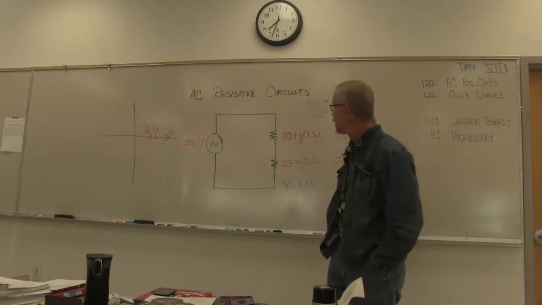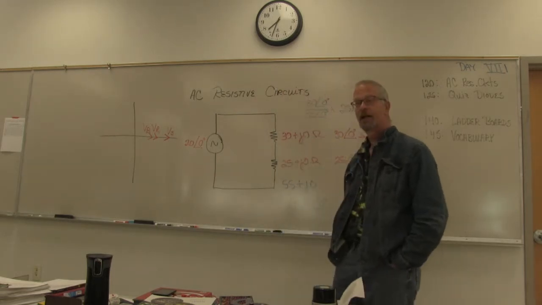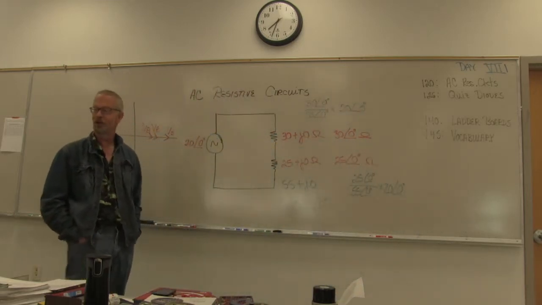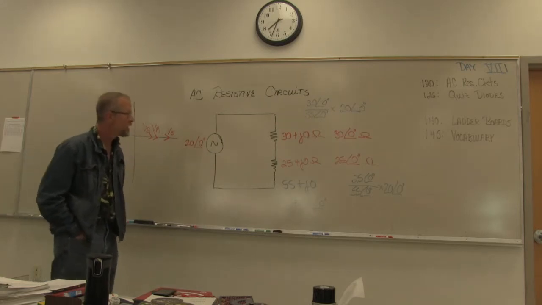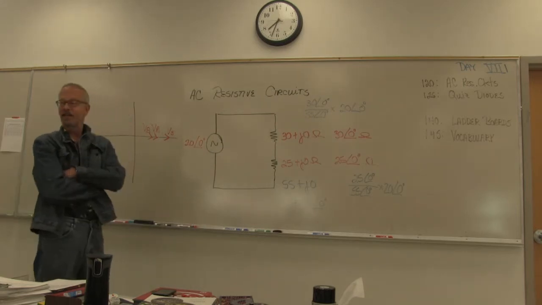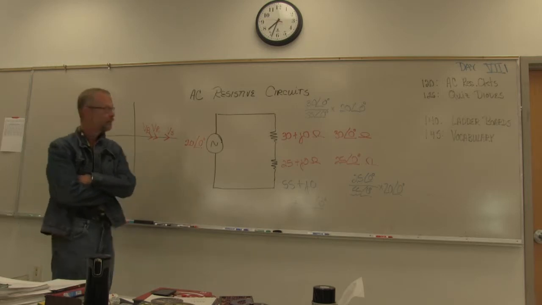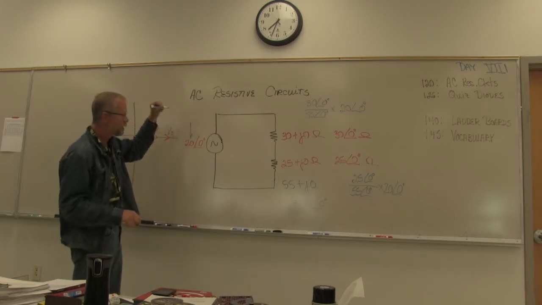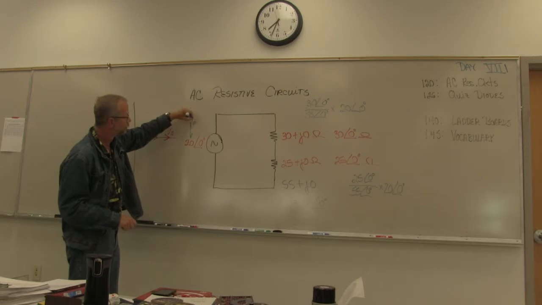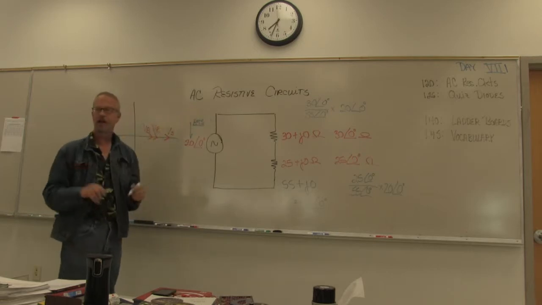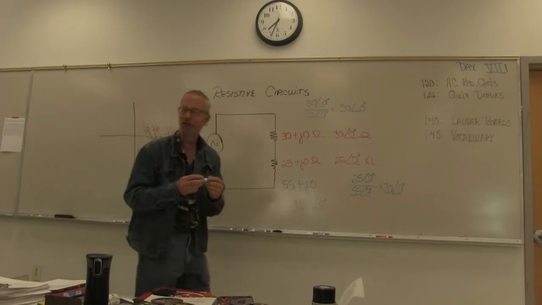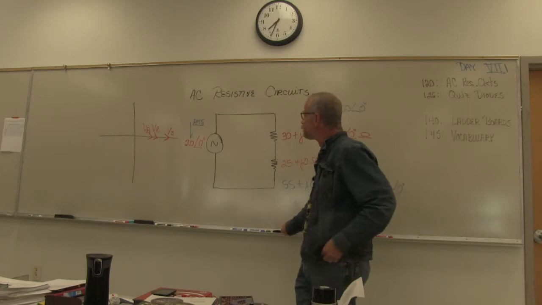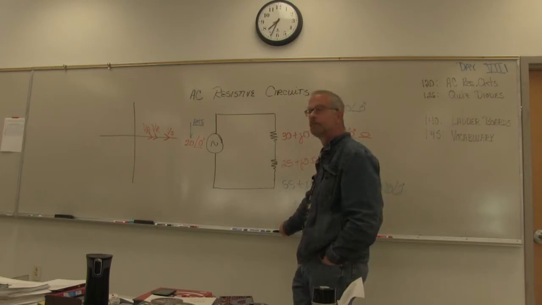Okay? So really nothing's changed from what we looked at last quarter. The only thing that's different is how we represent the numbers. And indeed, we're able to approach this as a DC type of problem because this number right here represents what? RMS, or an average over time. So it's almost like working with DC.